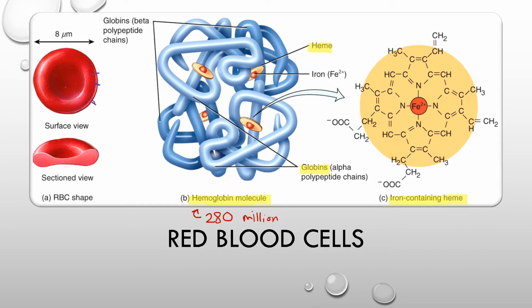And the iron ion can combine reversibly with 1 oxygen molecule. So this combines with just 1 oxygen molecule. So this allows each hemoglobin molecule to bind 4 oxygen molecules, because you get 1 bound here, 1 bound here, 1 here, and 1 here.